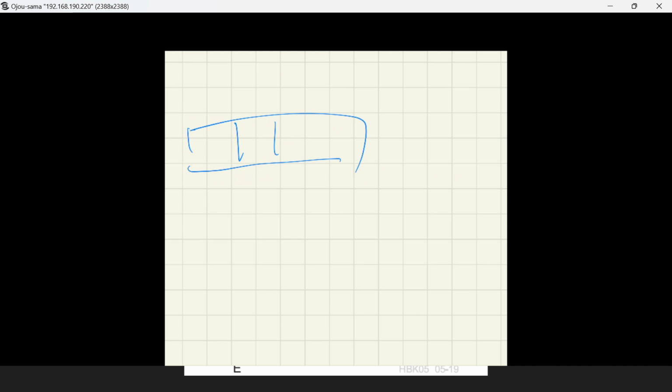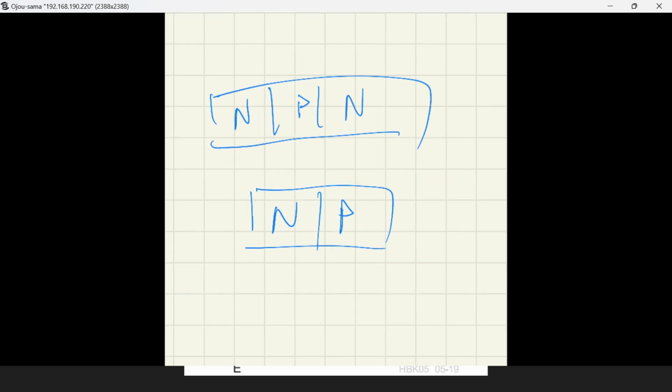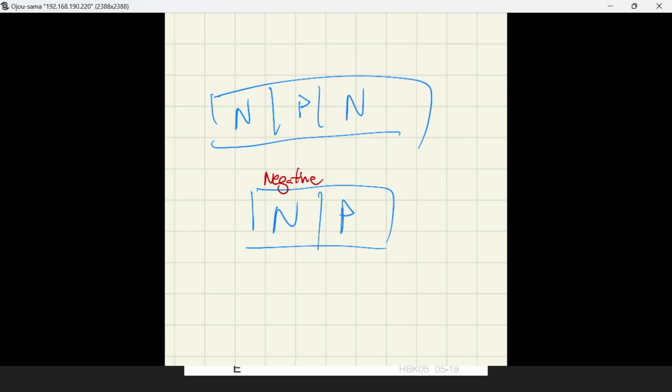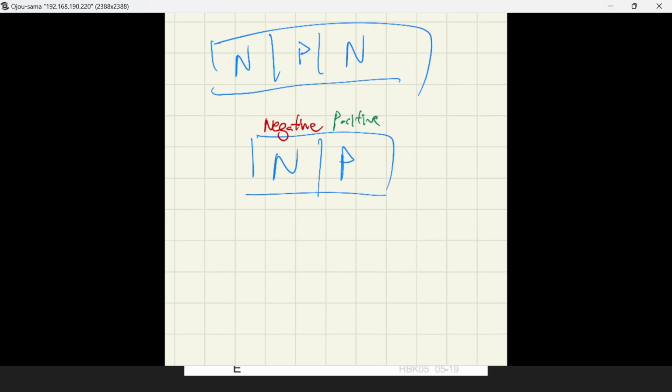So basically you have this, which is NPN, or in a normal diode, it is NP. What does N stand for? N stands for negative and P stands for positive. Why is it called negative? It's because it is full of electrons. And on this side, there may be some ions in it, and this is called an electron receiver. It will receive electrons.